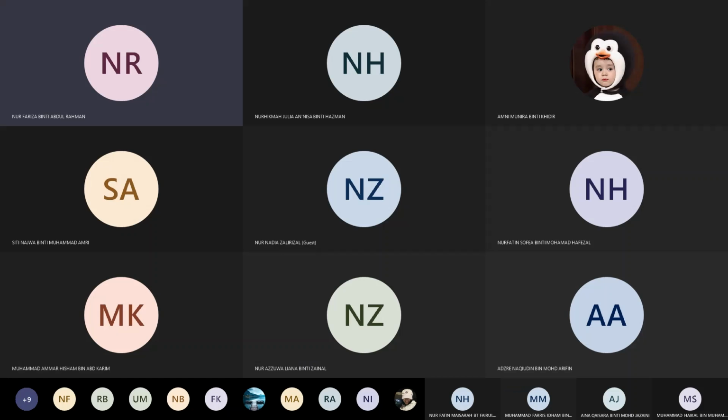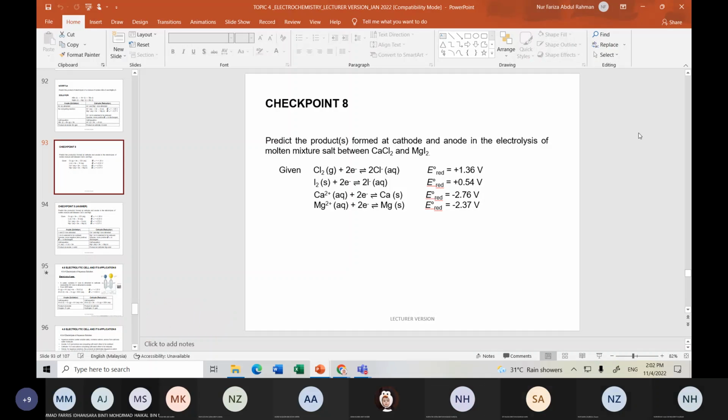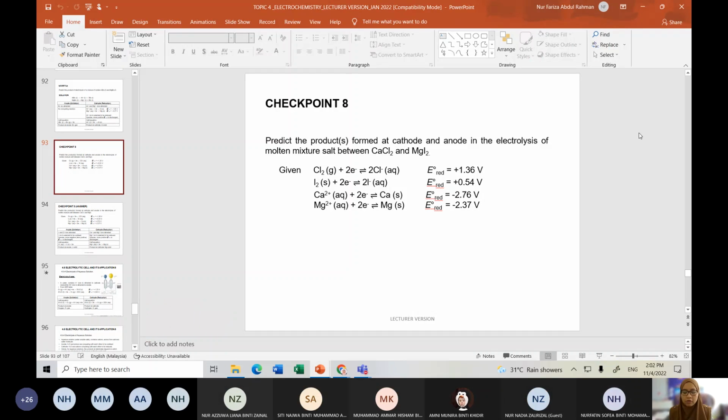Okay, all right. So Alhamdulillah, we have finally wrapped up topic 4. However, we have several checkpoints that we haven't managed to discuss last week. So we are going to do that first, and then we will continue straight away to our topic 5, the last topic for this semester.